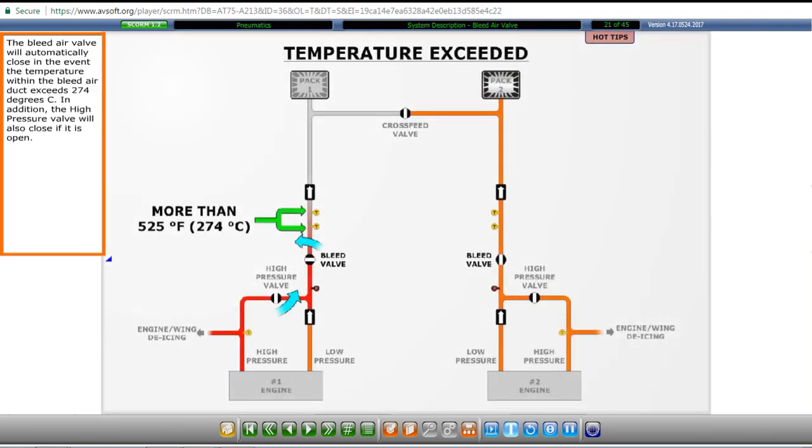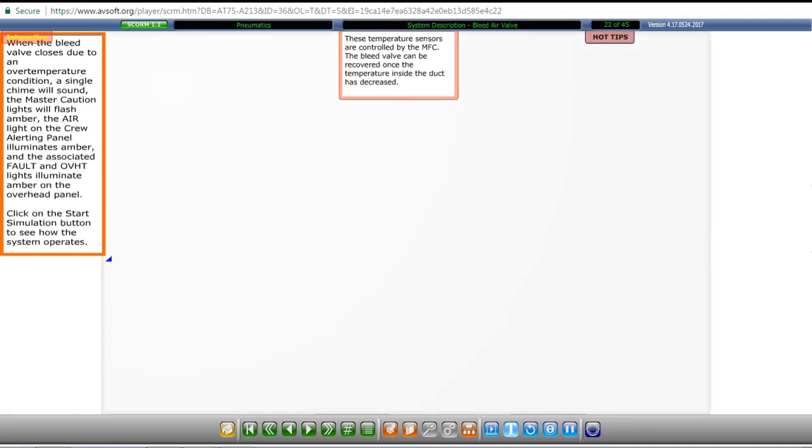The bleed air valve will automatically close in the event the temperature within the bleed air duct exceeds 274 degrees Celsius. In addition, the high pressure valve will also close if it is open.